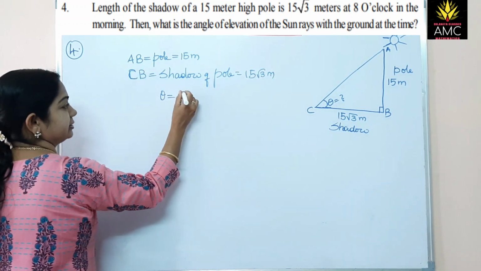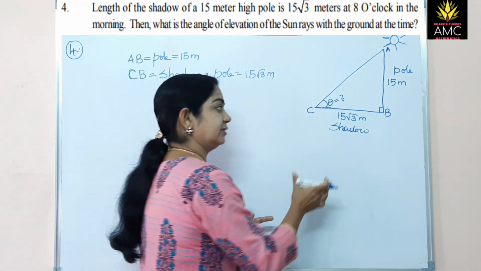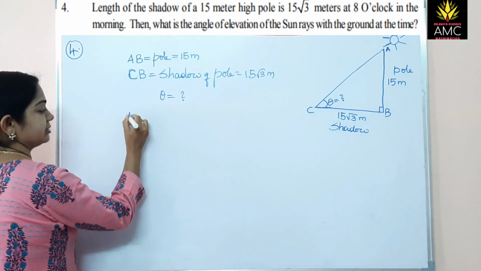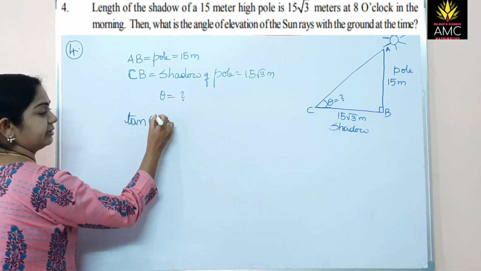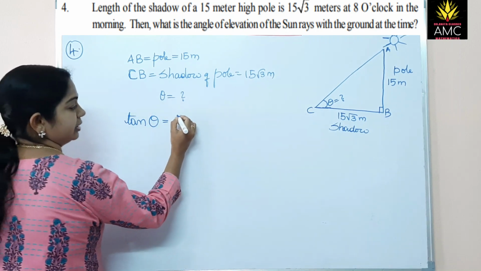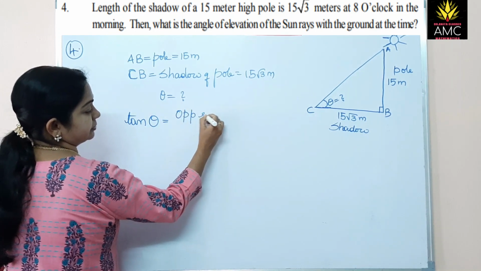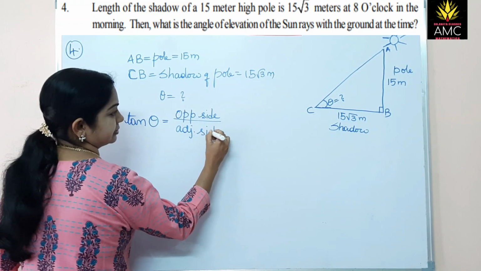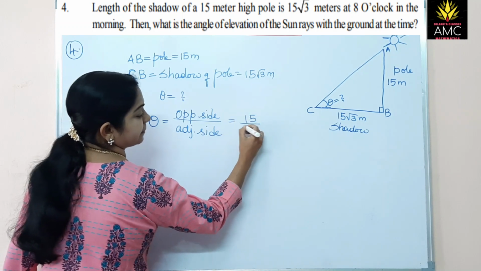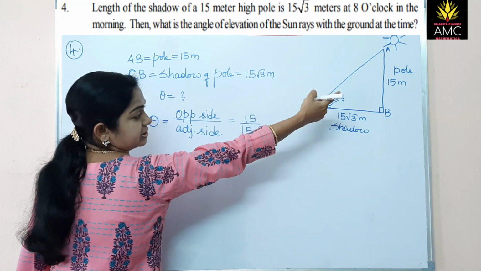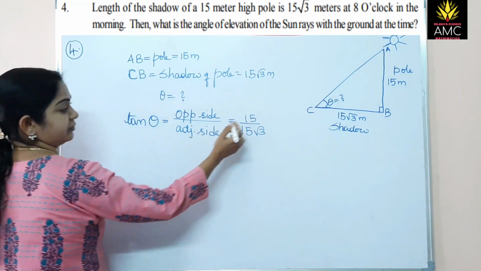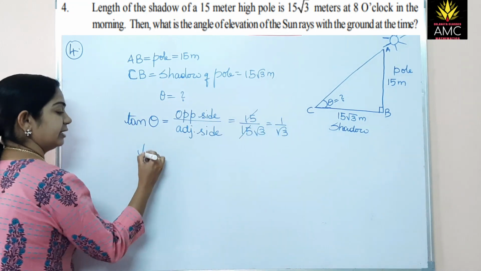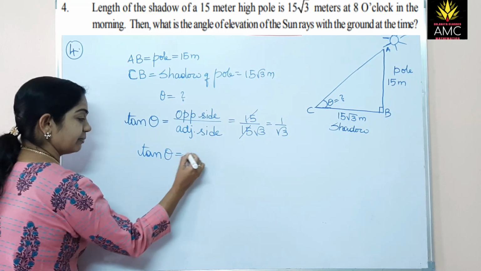Now the angle we want, isn't it? Here the given are adjacent and the opposite. If adjacent and opposite, then you have to consider tan. So tan theta here is equal to opposite side to theta by adjacent side to theta. So that comes to 15 by 15 root 3. Opposite is pole, adjacent is the shadow. So 15, 15, you can cancel it off once. So that comes to 1 by root 3. Now we got that tan theta value is 1 by root 3.